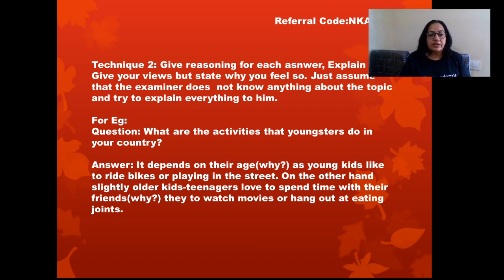Explain why and how in every answer which you give. Whatever views or opinion you give, state why you feel so. Discuss why you have such an opinion. Give reasons for it. Just assume that the examiner doesn't know anything about the topic, and you have to explain it in your own words. Try to explain everything that you can, right? By giving reasons to your answer.